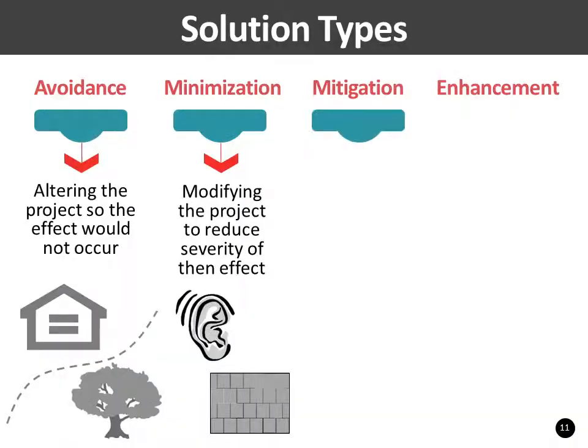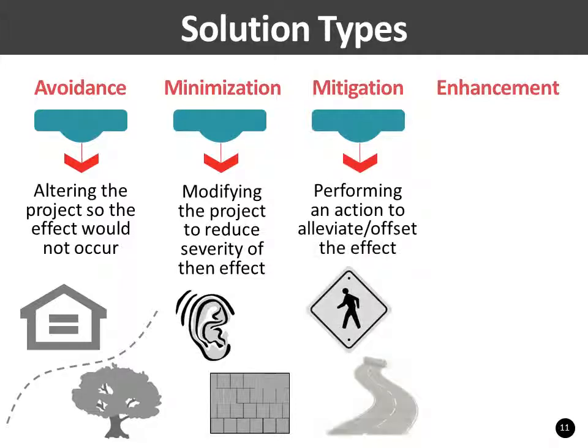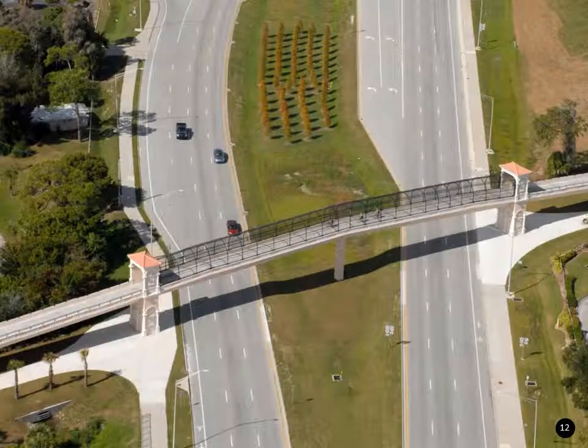If avoidance or minimization of a potential effect are not viable or acceptable, we look next to solutions involving mitigation. Mitigation is performing an action that alleviates or offsets the effect. Mitigation may be viewed as compensation for an adversely affected resource that cannot be avoided or minimized. An example of a mitigation solution is replacing an at-grade trail crossing with a bridge where the project would have otherwise affected the safety and convenience of trail users.